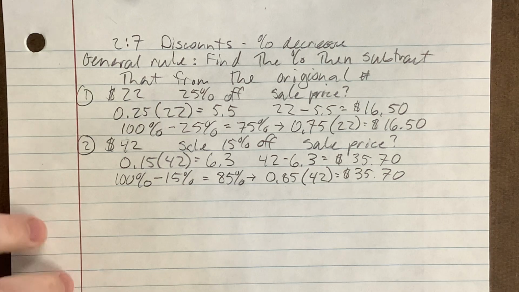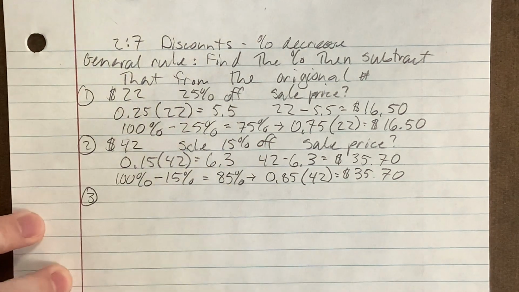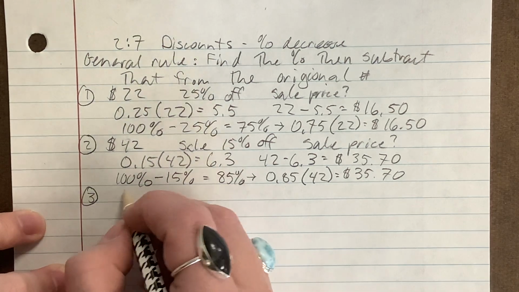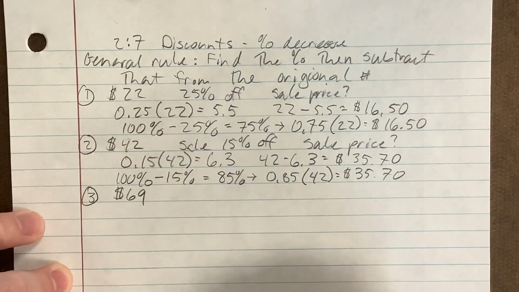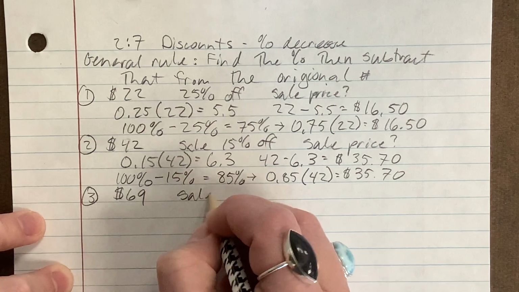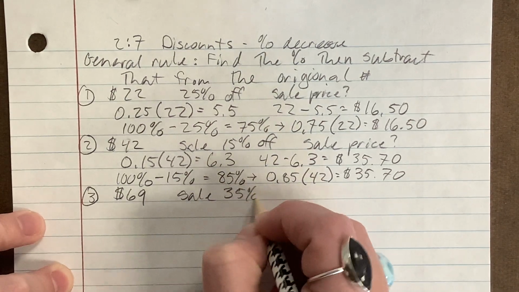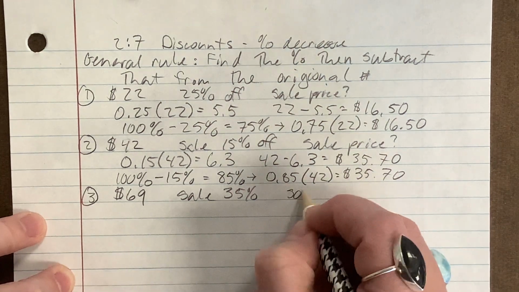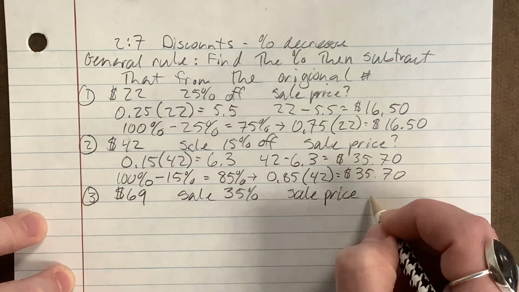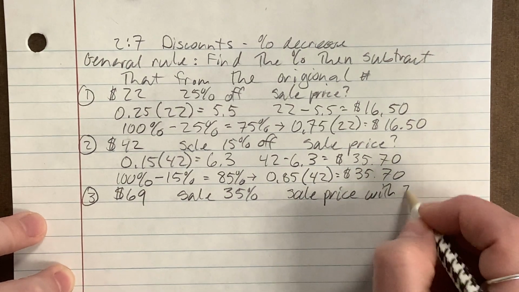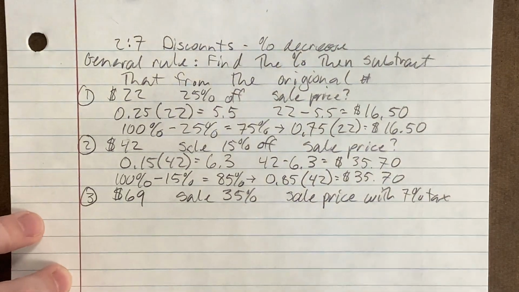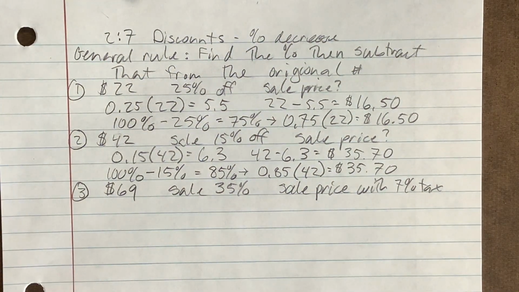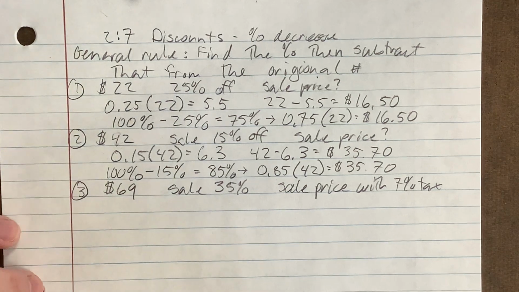This one has a couple of different steps. It says a boogie board that has a regular price of $69 is on sale at a 35% discount. What is the sale price with a 7% tax? So right now we literally are doing what most cash registers now do for people that check you out, rather than people having to do the calculations on their own.